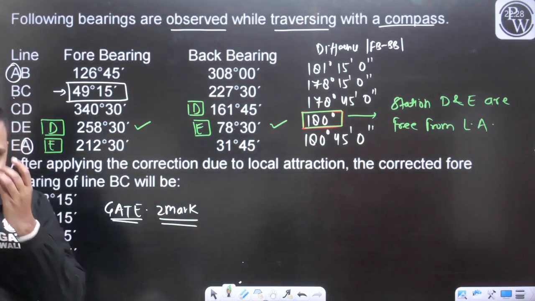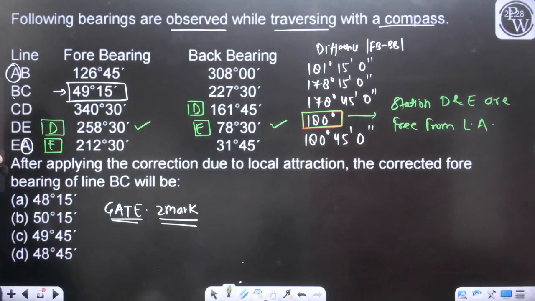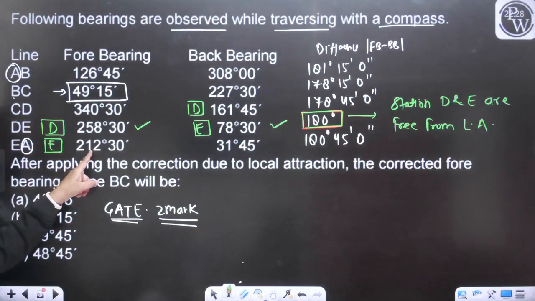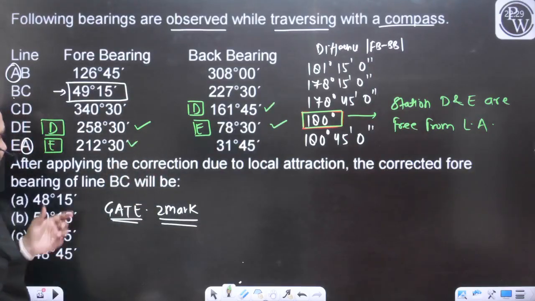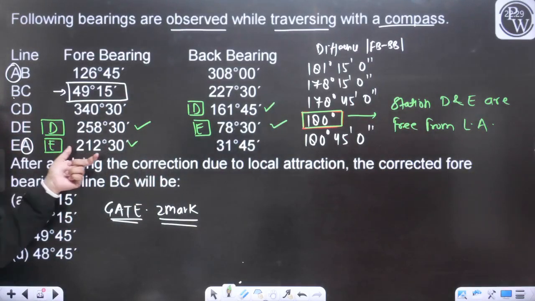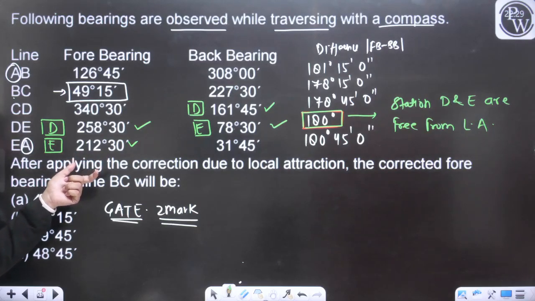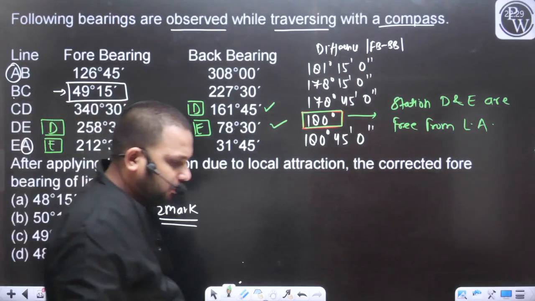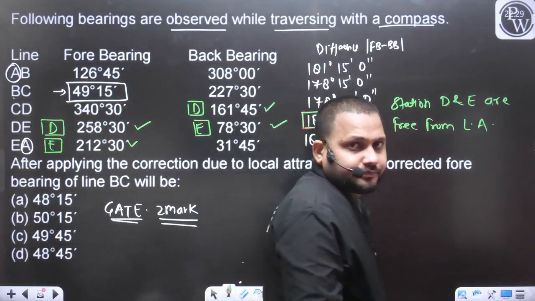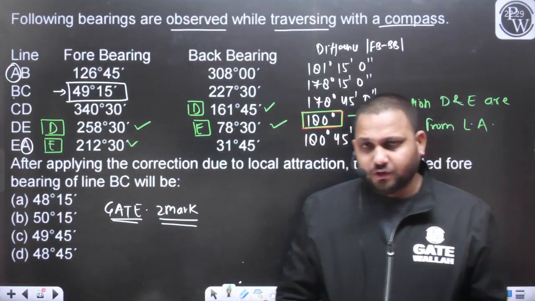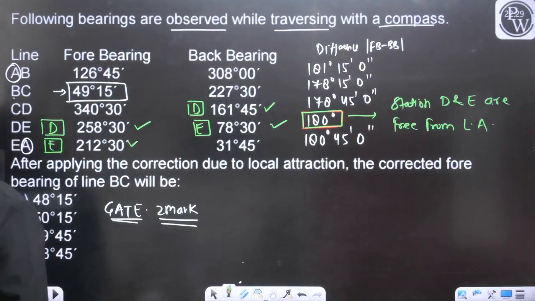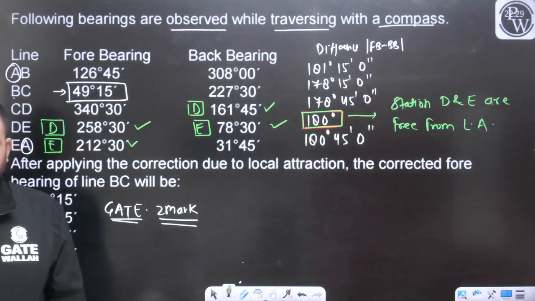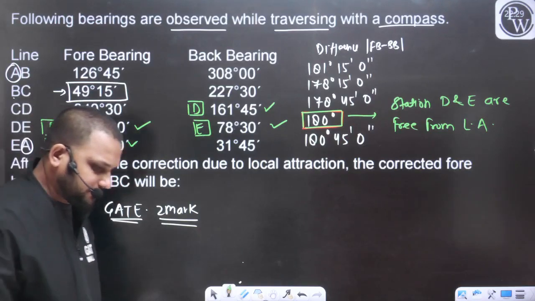Now, tell me, if the fore bearing of the line EA is correct, what is your doubt? What is your doubt, Riya?